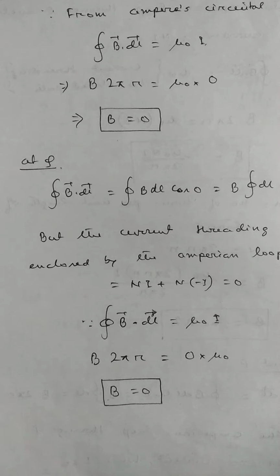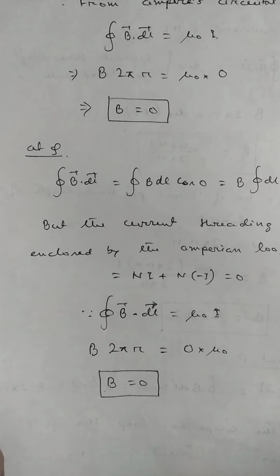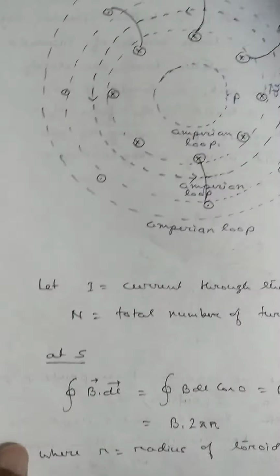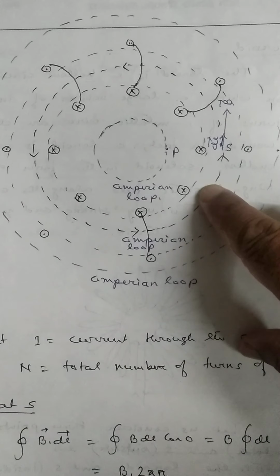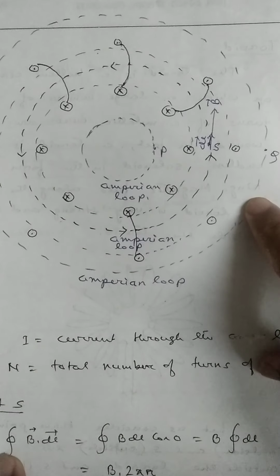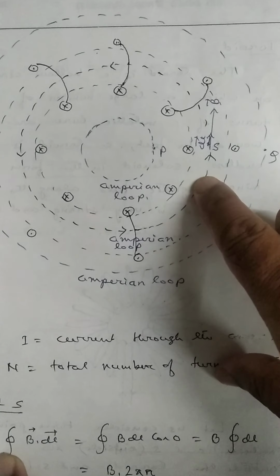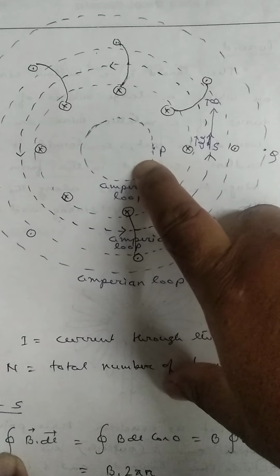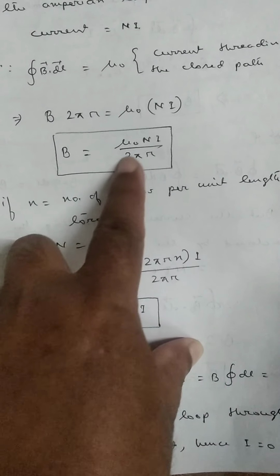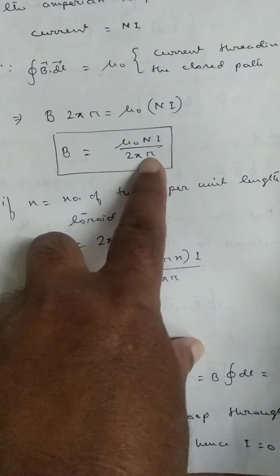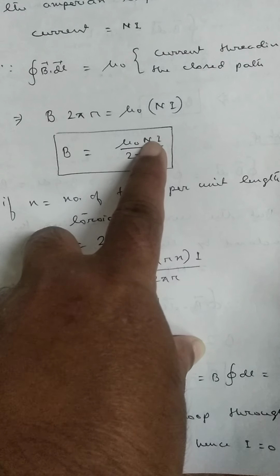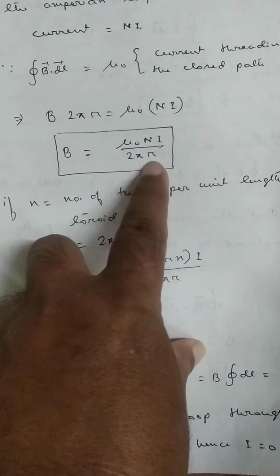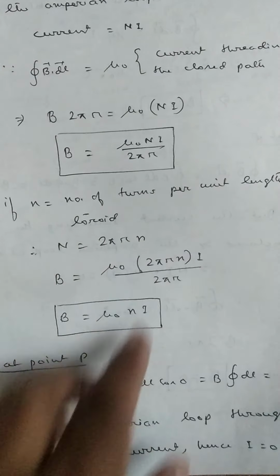So this is the magnetic field induction. We have derived the magnetic field induction along the axis of the toroid, inside the toroid and outside the toroid. We have seen that the magnetic field exists along the axis of the toroid, but the magnetic field here and here is equal to 0. What is the magnetic field along the axis of the toroid? It is B equal to mu 0 N i by twice pi r. What is N? N is the total number of turns of the toroid, and what is r? r is the radius of the toroid.